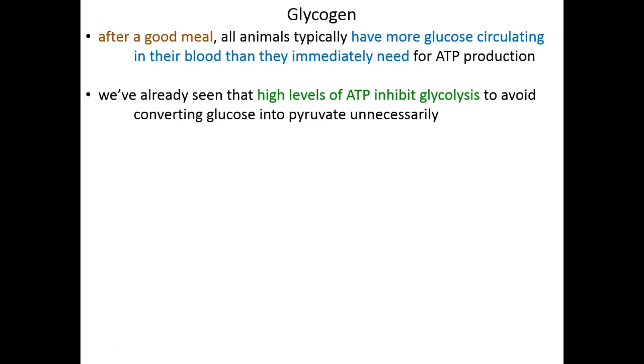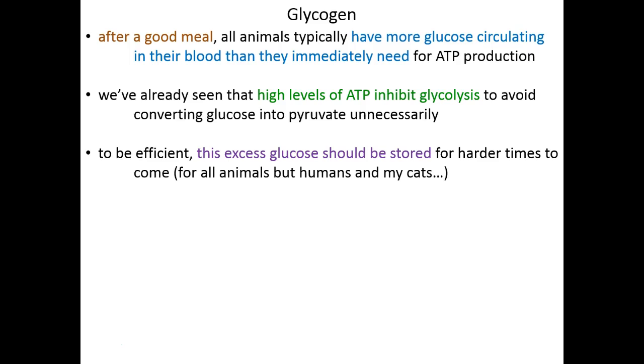Of course, with ATP levels high, glycolysis is inhibited so that we don't convert that glucose into pyruvate unnecessarily, and so we'd like to store it. We'd like to store it for harder times to come. Animals have evolved to deal with harder times, and it's extremely rare for an animal to have a ready-made meal whenever they happen to be hungry. We've evolved to go long stretches of time between meals. Now, hunger is a huge global problem, but most humans in this country do have meals when they want them, and of course my cats are always well fed, spoiled rotten.